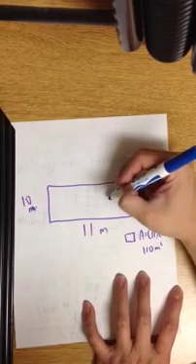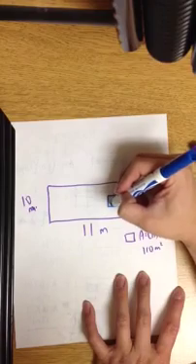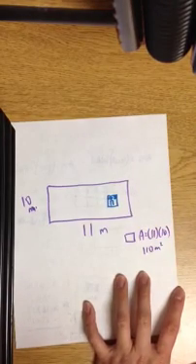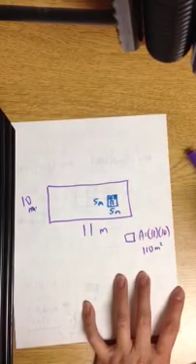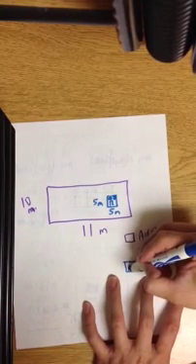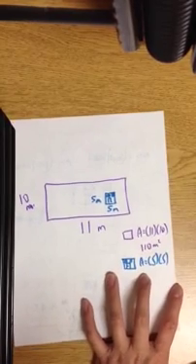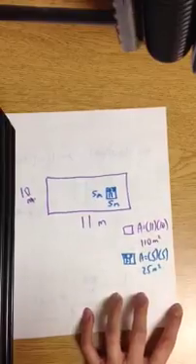Inside, you have a square house. The dimensions of this are 5 meters by 5 meters. So what's the area of this square house? 5 times 5, or base times height, is 25 square meters.